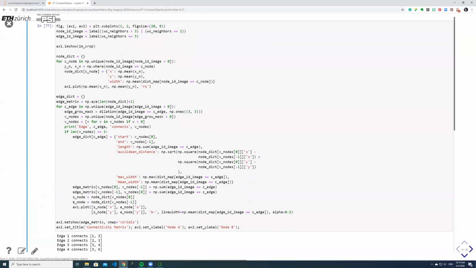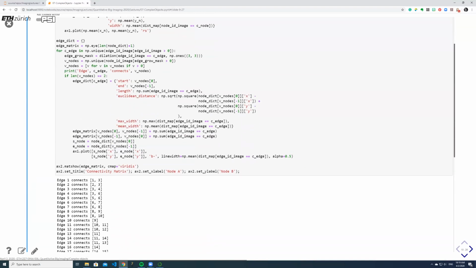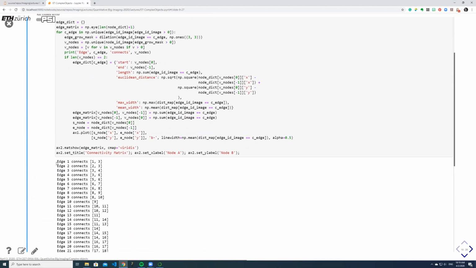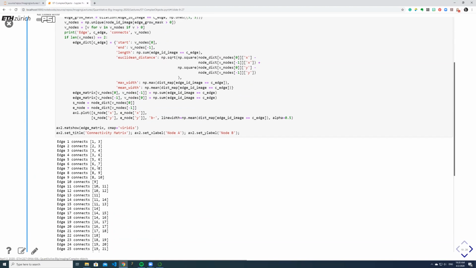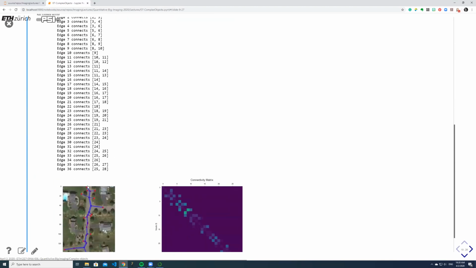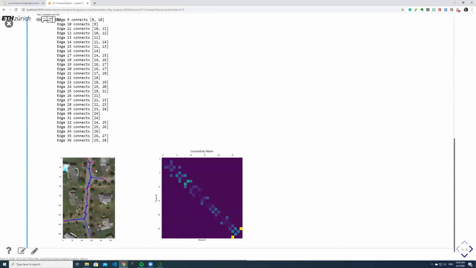So let's take a look at what happens. Here's the code for doing this kind of analysis, and we can see that edge 1 connects to these nodes, edge 2 connects to these nodes, and so on. It's a long list because we have many nodes. Then we can get this map here. You can even color code it or put alpha coding on it to tell a little more about it.